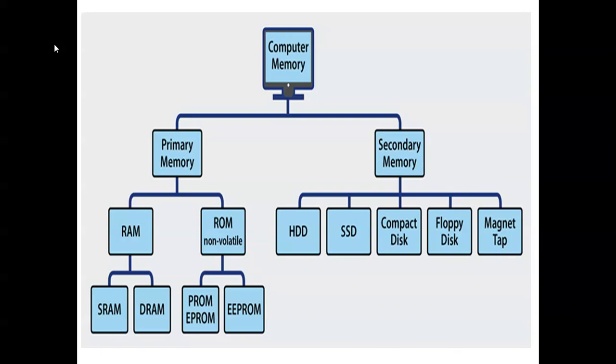So this is a classification of computer memory: primary memory, secondary memory, RAM, random access, read-only memory, volatile, non-volatile, which we will see in the next slide. Then static RAM, dynamic RAM, programmable read-only memory, erasable programmable read-only memory, electrically erasable programmable read-only memory. Then secondary memory, which has the classification of hard disk, SSD, which is in trend now, compact disk, floppy disk, and magnetic tape.